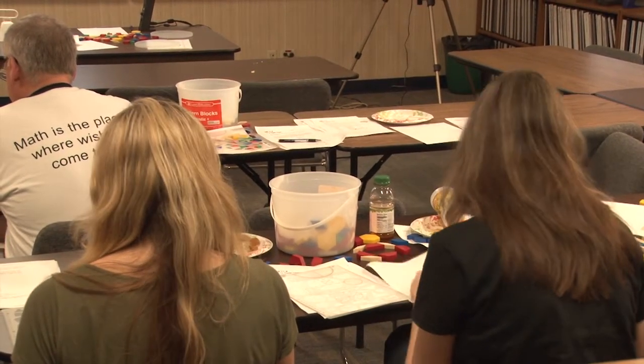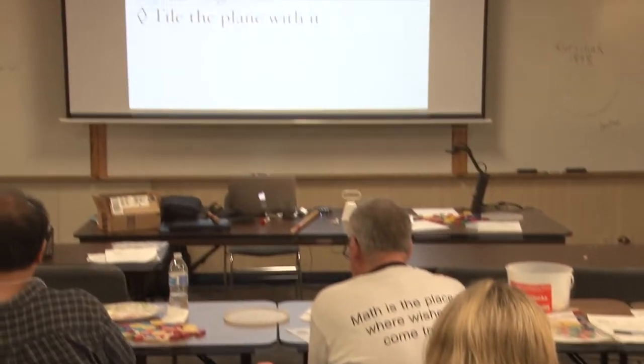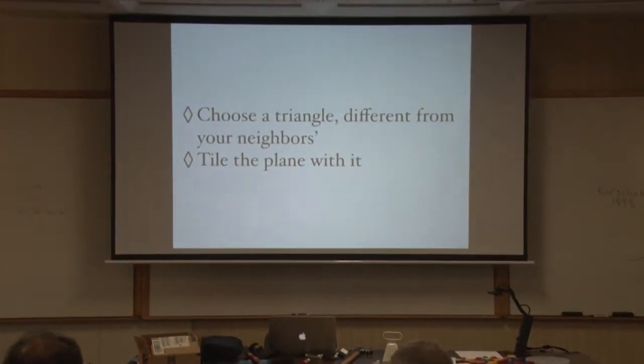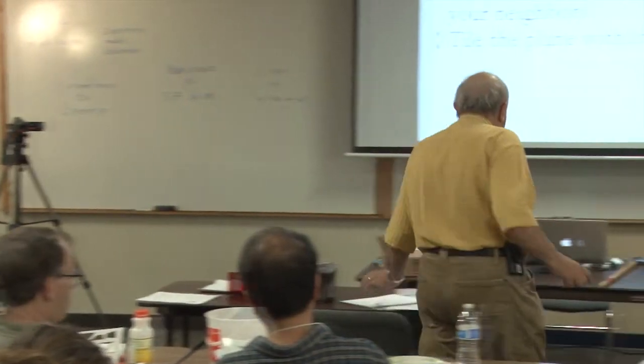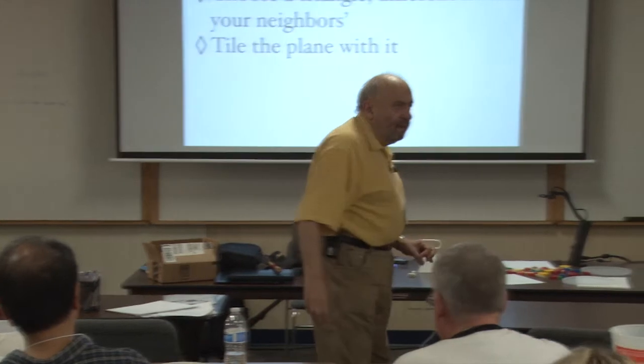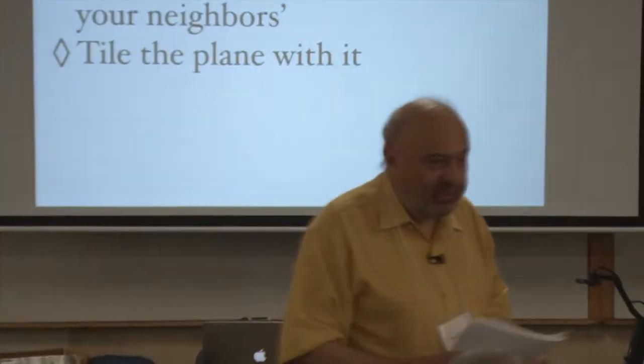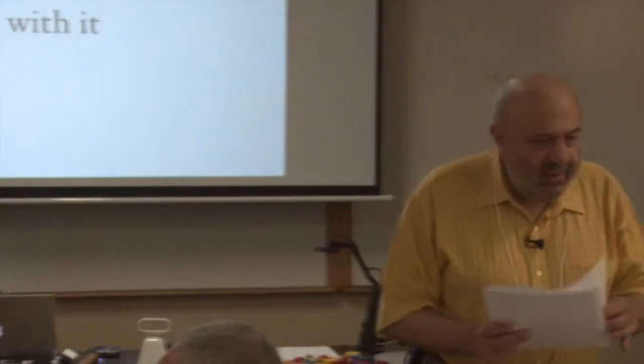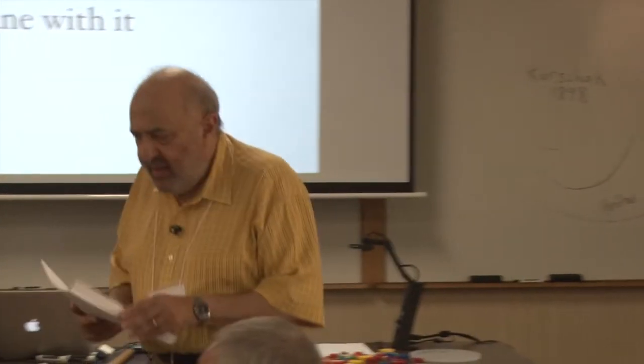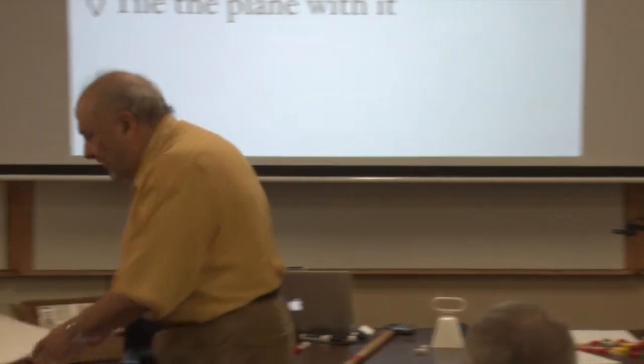So choose a triangle on the template different from your neighbors, and yeah, it's coming, but we can have it come from both sides. Well, it depends on how many tilings you make, but we have extra paper if needed.